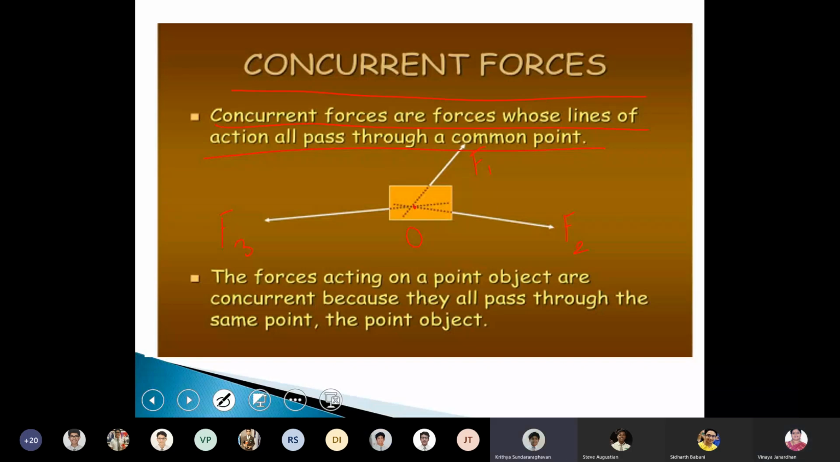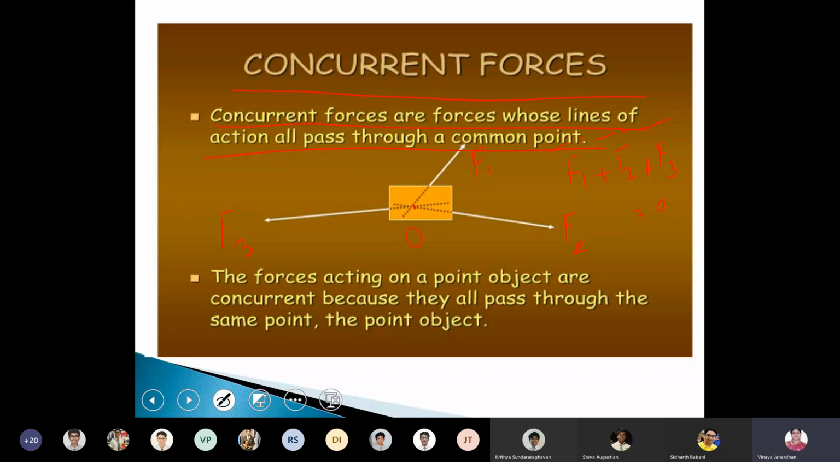Ma'am, usually the net force will be 0, right? Correct. Yes, the net force should be equal to 0. F1 plus F2 plus F3 must be equal to 0. Let me put the vector sign, because the net force should be equal to 0. Mathematically, this is how we represent it: F1 plus F2 plus F3 must be equal to 0. So this is what we call concurrent forces.